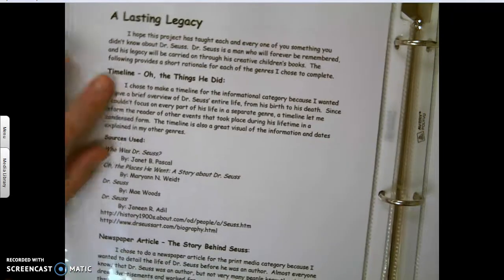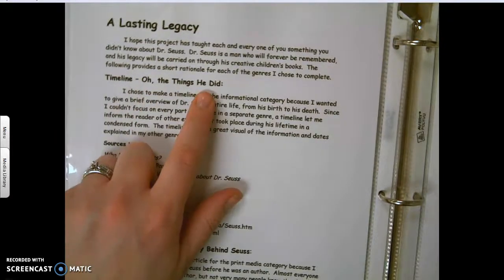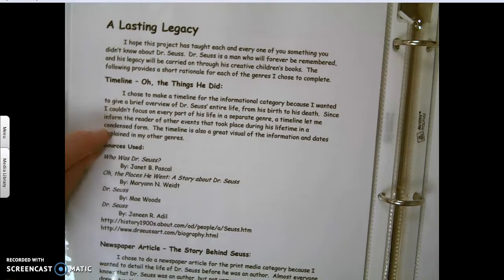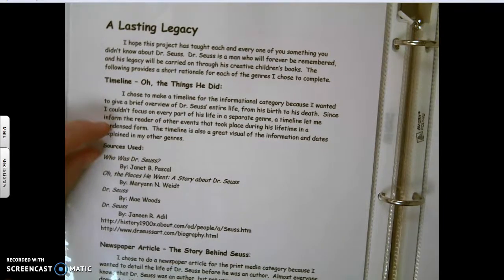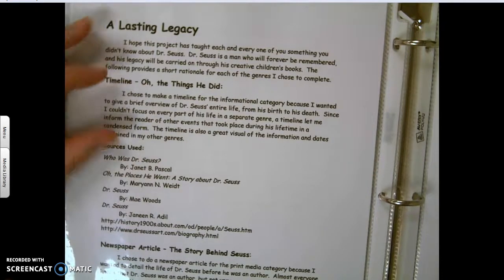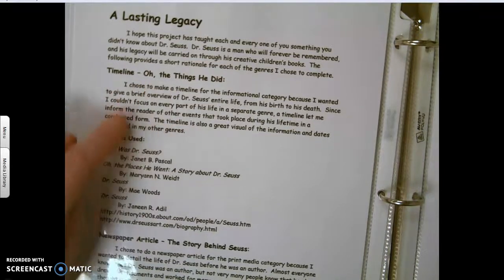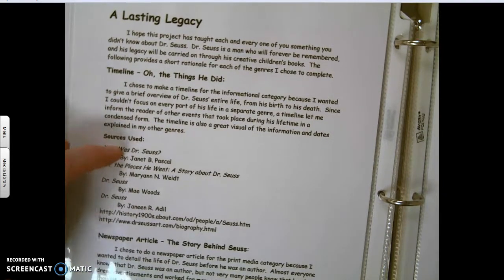So for this one, Kelly chose a timeline, which she had titled Oh, the Things He Did. And she gave us a brief little idea of why it is that she chose a timeline. So why was a timeline the best way to give this information? And she listed the sources where she got that information. So I'm going to expect to see a brief paragraph after the type of genre and the title, explaining why you chose it, sources used with a list.